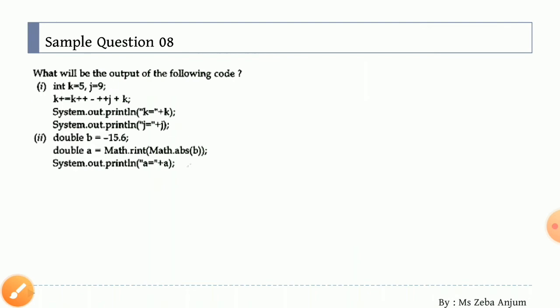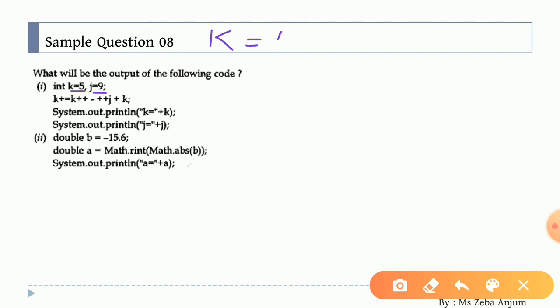Now see next question, sample question number 8. We are having again the output portion. See the first part, k equals to 5, j equals to 9 we are having. And see the expression.